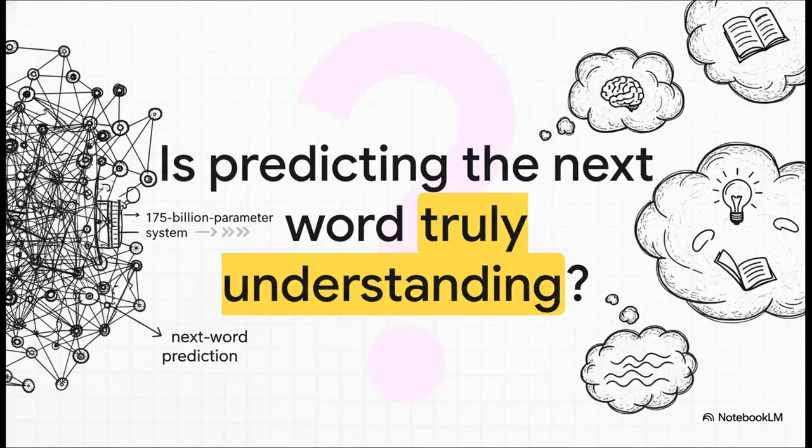So when you peel back all the layers, when you look past the 175 billion parameters and the mind-bending math, you find this surprisingly simple goal at the very center of it all. It's an incredibly sophisticated engine for guessing the next word. And that leaves us with a really fascinating and maybe even profound question to chew on. If a machine gets this good at predicting language, is it truly understanding? Or is it just an unbelievably powerful illusion?